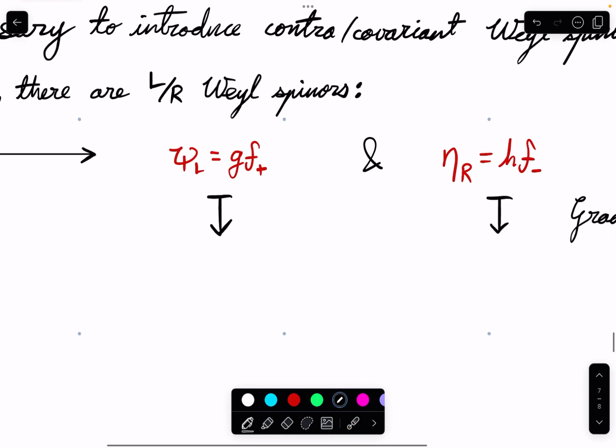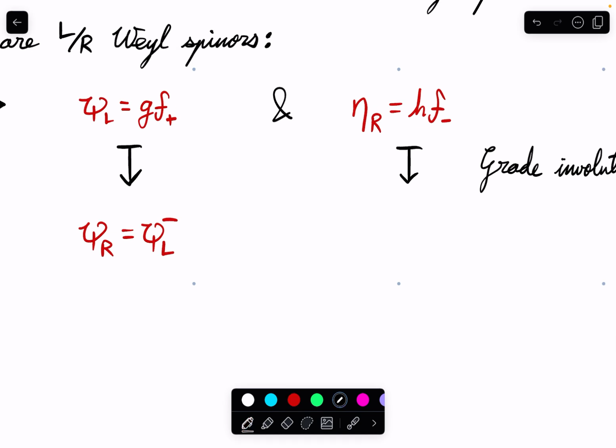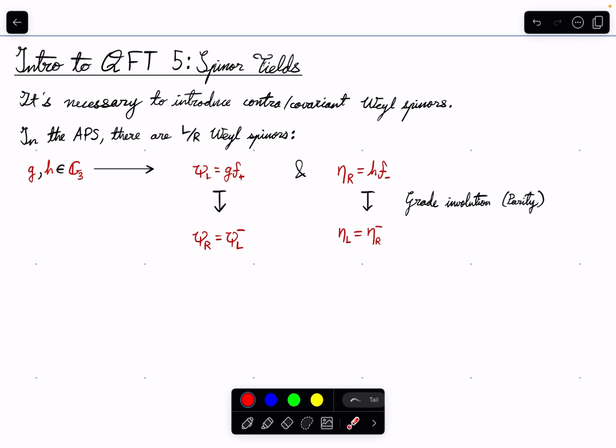So we perform grade involution, and that gives us different types of spinors. This becomes a right spinor, which is equal to the grade involution of CL. And similarly, we get a left spinor here, which is given by the grade involution of R. So we see that we can have left and right spinors, and they are related to each other by grade involution.